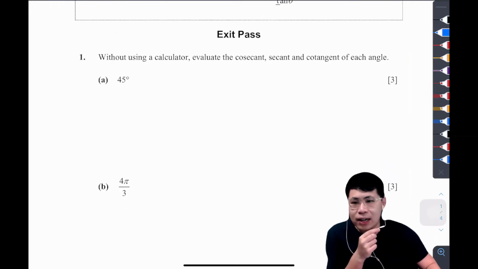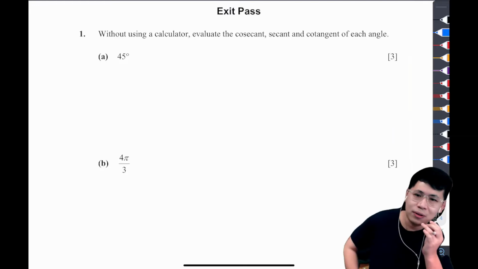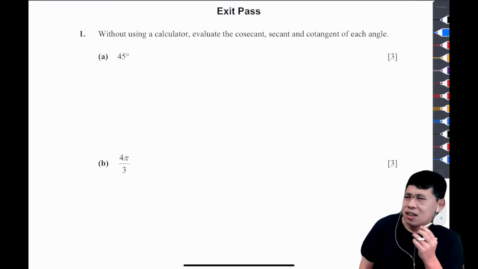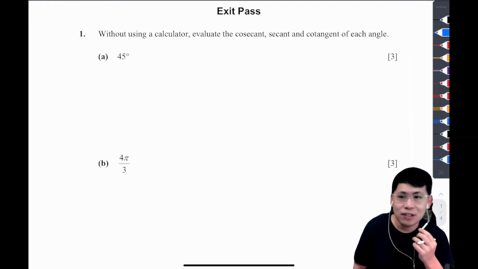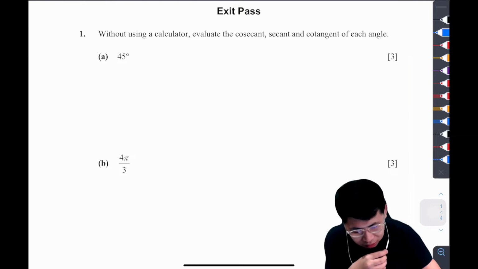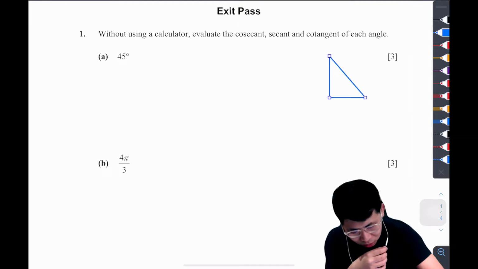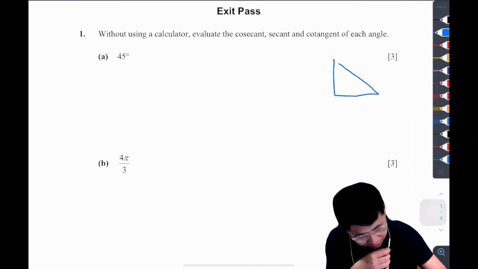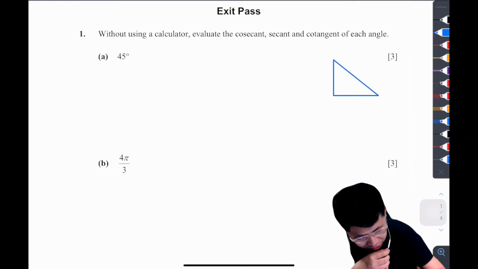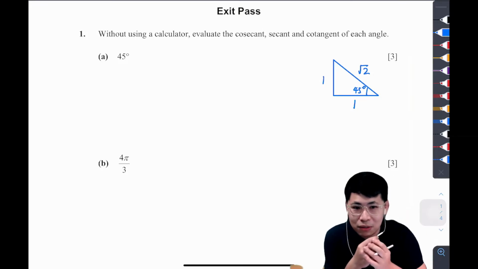Okay, let's try exit pass question 1. Without using a calculator, evaluate all these things. So we're going to need the help of special angles. Okay, so 45 degrees. What is cosecant of 45 degrees? I'm going to draw out the 45 degree triangle. The 45 degree triangle is 1, 1, root 2, and I'll be using this triangle to help me with this question.